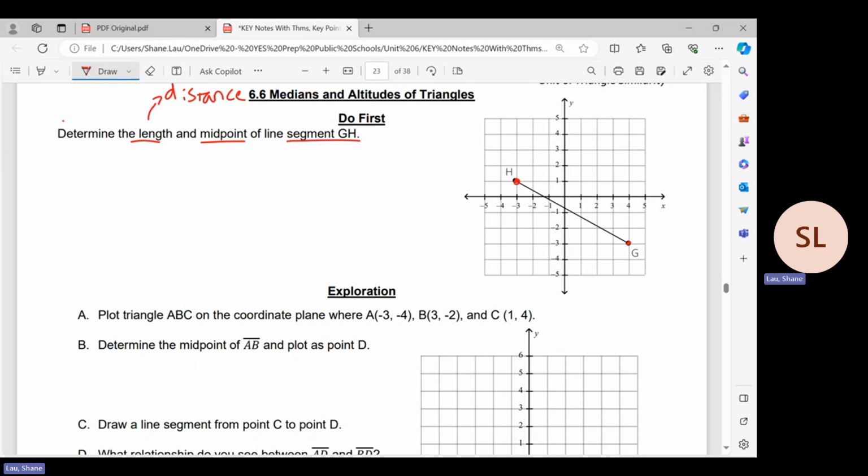And so if we look at these, let's go ahead and decipher, well, which one do we want to do? Do we want to do length first? Do we want to do midpoint first? I think midpoint would probably be easier. So we'll take our midpoint.